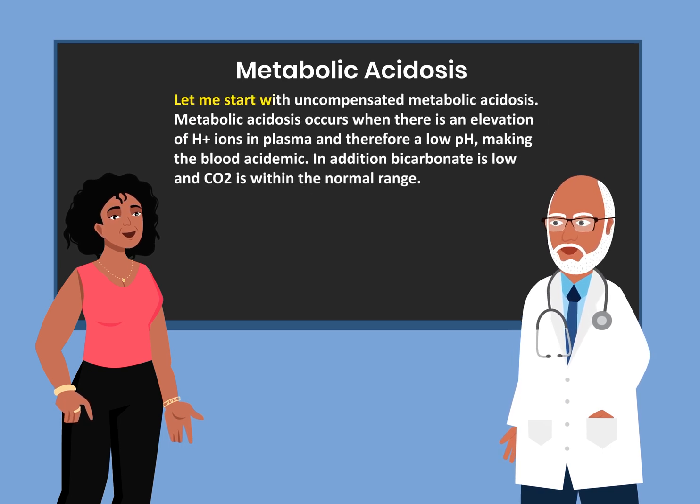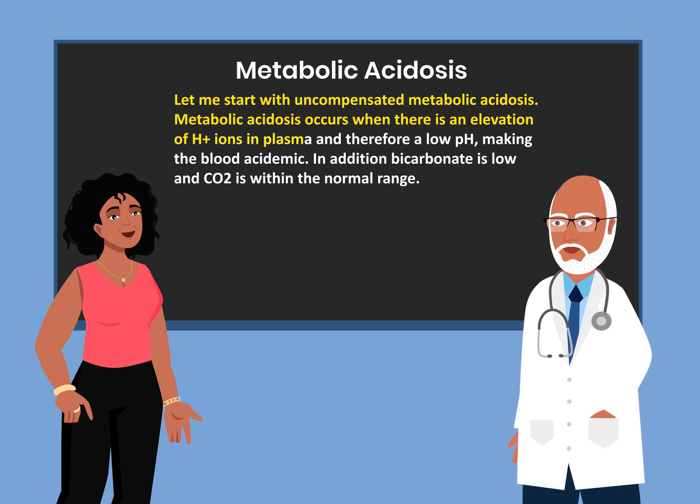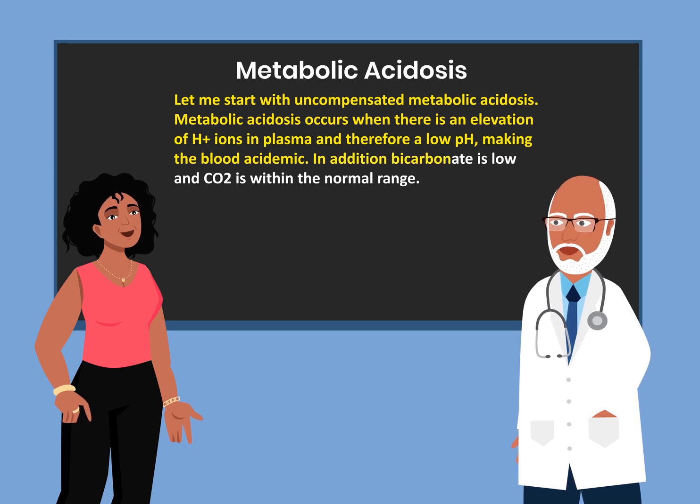Let me start with uncompensated metabolic acidosis. Metabolic acidosis occurs when there is an elevation of hydrogen ions in plasma and therefore a low pH, making the blood acidemic. In addition, bicarbonate is low and CO2 is within the normal range.